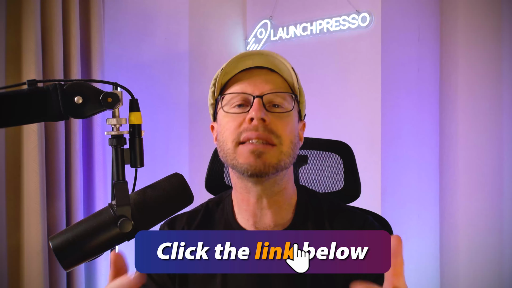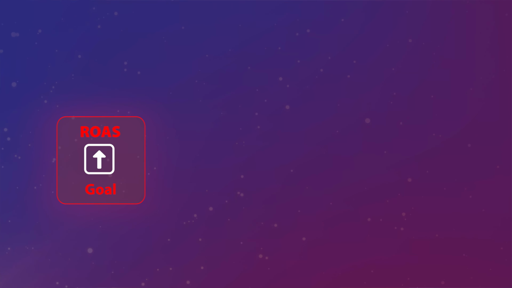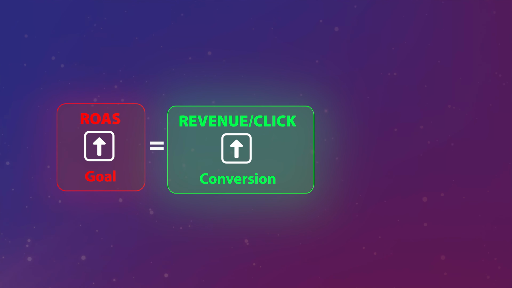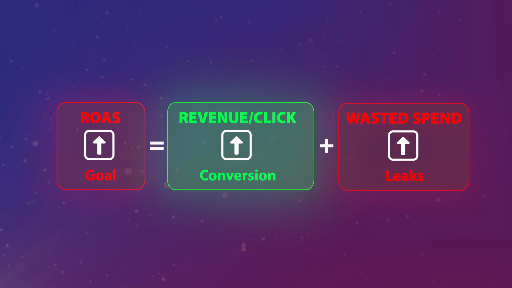So the goal here isn't to spend more money. Higher ROAS doesn't necessarily come from spending more. It comes from increasing revenue per click or conversion and cutting wasted spend. Most of the time, we're reallocating budget away from low value traffic into high intent, more profitable clicks, and making sure that the ROAS you actually see is real. Let me show you what this looks like in practice.